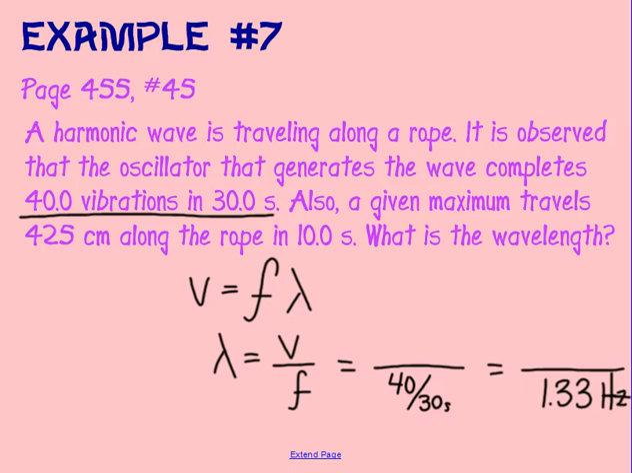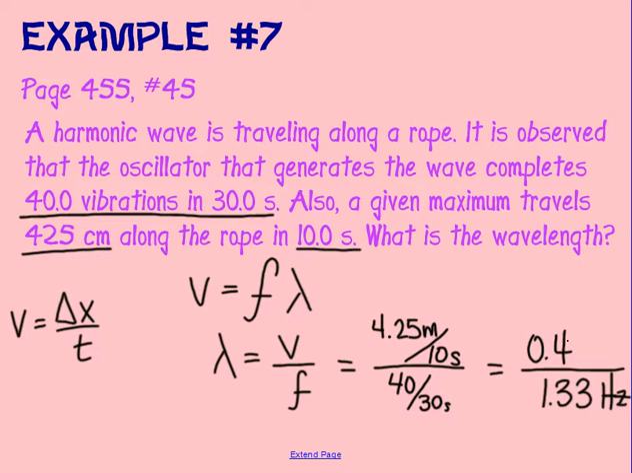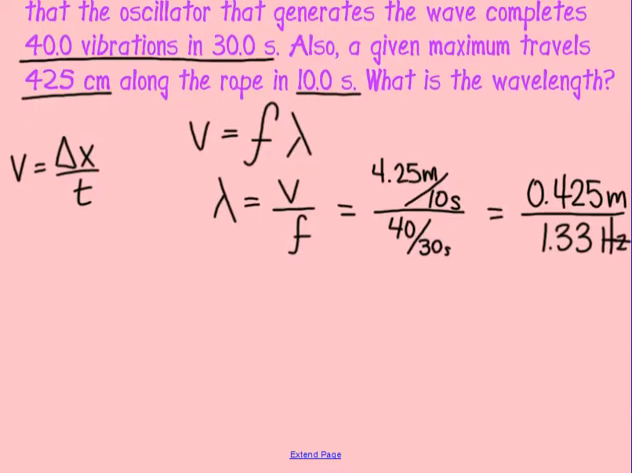Then we need to get on to our speed. The problem also tells us that a given maximum travels 425 centimeters in 10 seconds. Well, speed is constant here, so we know speed is displacement divided by time. So I have 425 centimeters, but I need meters. 425 centimeters is otherwise known as 4.25 meters, and our time is 10 seconds. 4.25 divided by 10 gives me 0.425 meters per second.